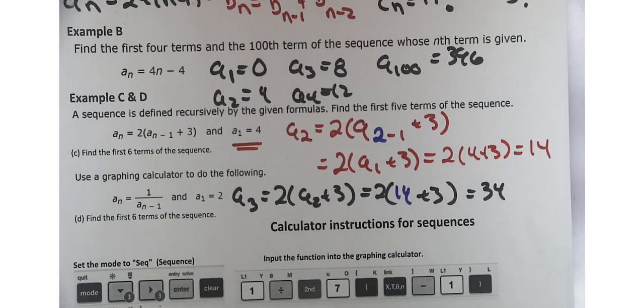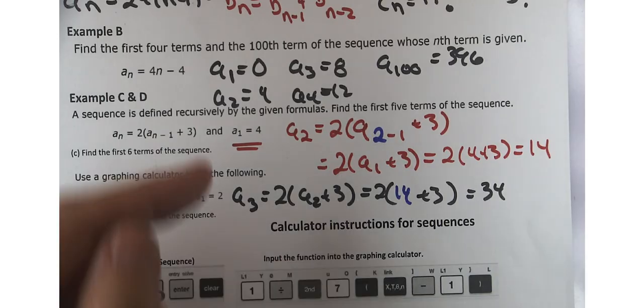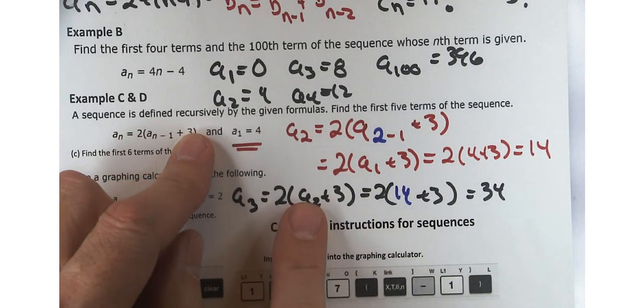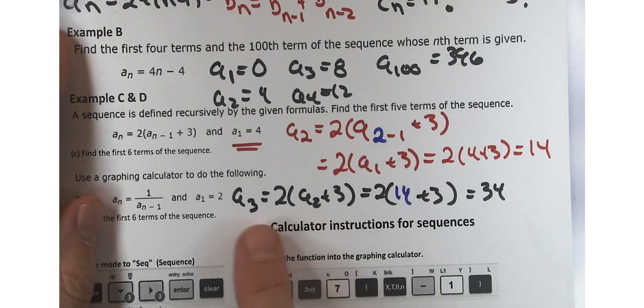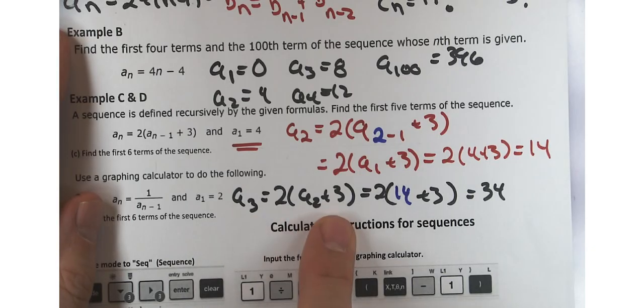I'm thinking the next one's going to be 74, but do you see the pattern in what you would have to do? What would we have to do to get a sub 4? A sub 4 would be 2 times what? 34 plus 3. Yeah, 34, which is a sub 3, plus the 3 there.